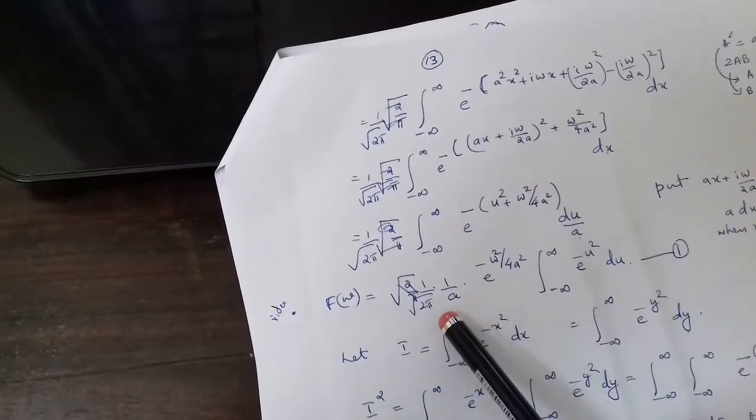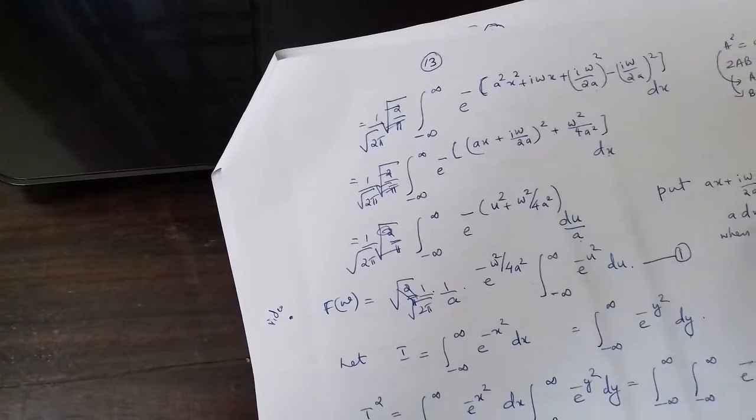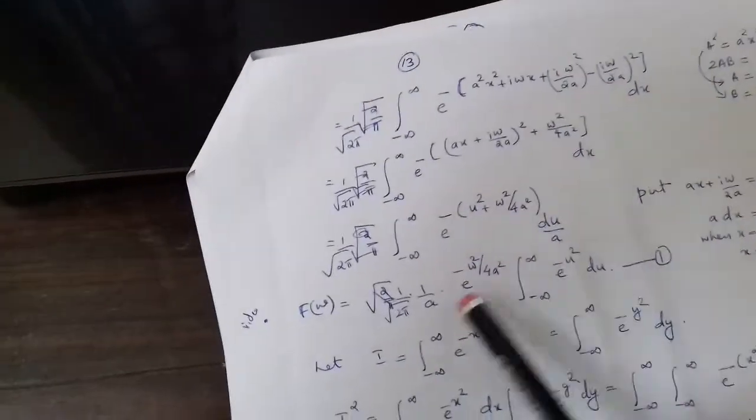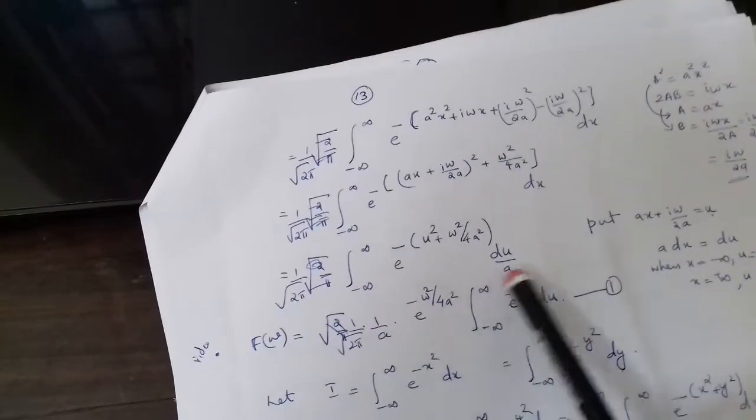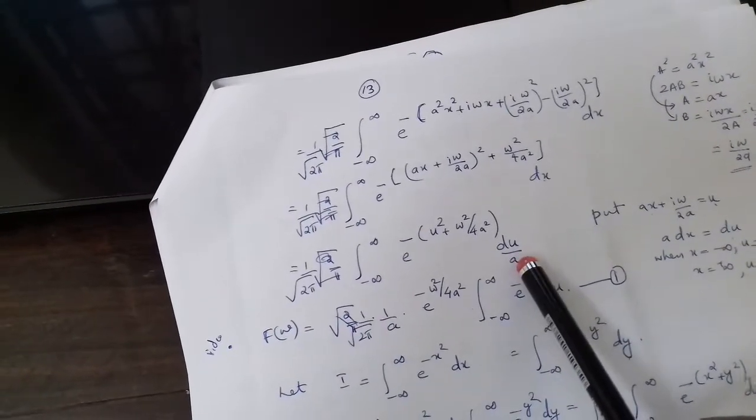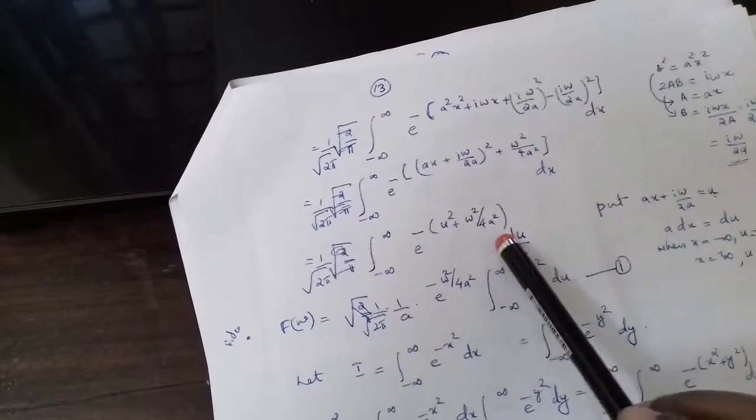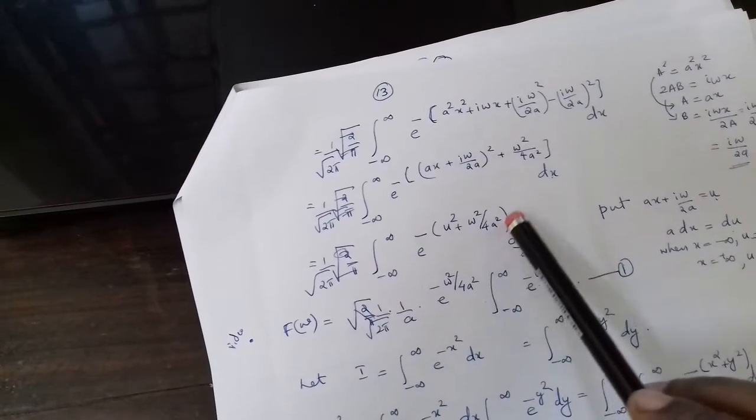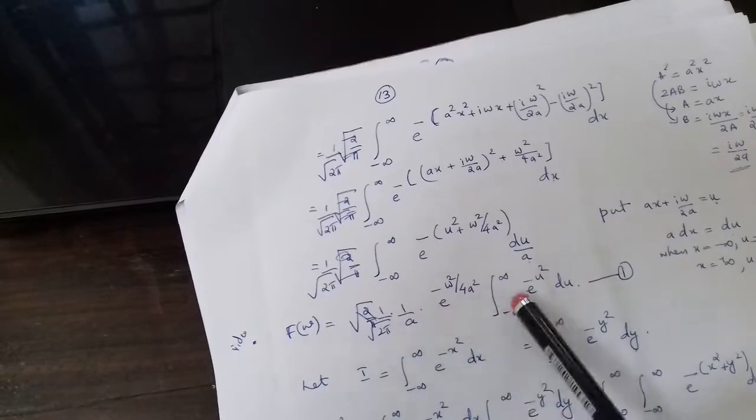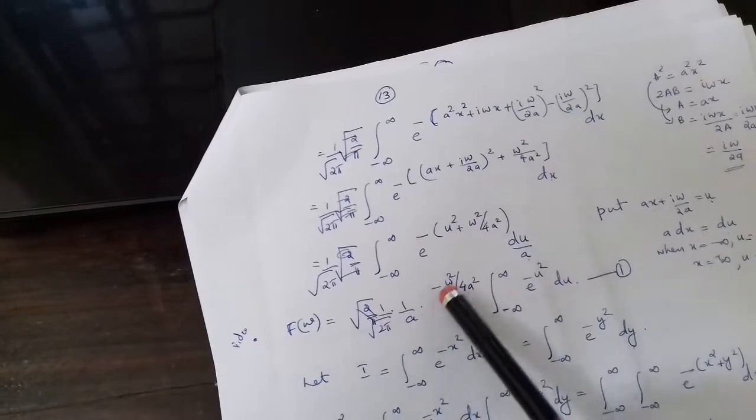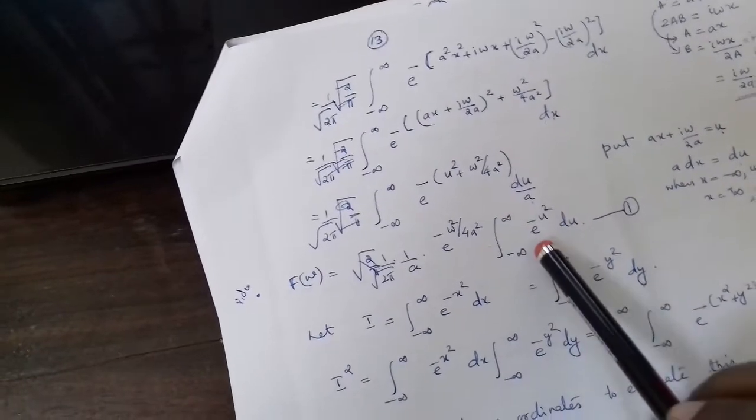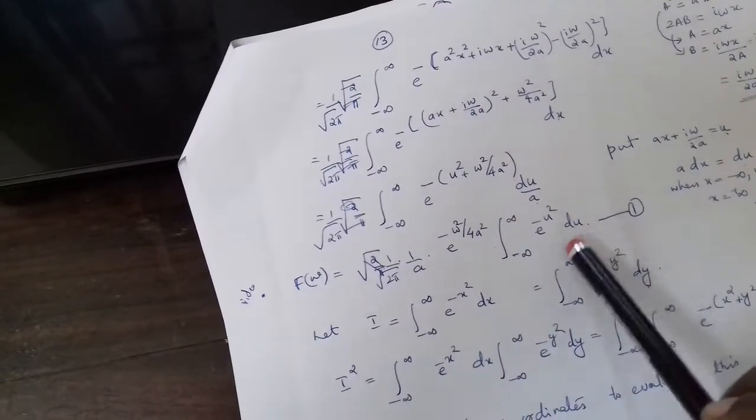So it is 1 by root of 2 pi and dx is du by a. So du by a, so 1 by a comes outside. Then this is the integration with respect to u. Here the term omega square by 4a square has no u in it. So this is independent of the integration, so we can take it out of the integration. So e raised to minus omega square by 4a square comes outside. Integral minus infinity to infinity e raised to minus u square du.